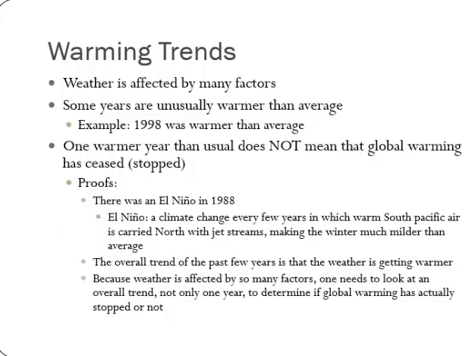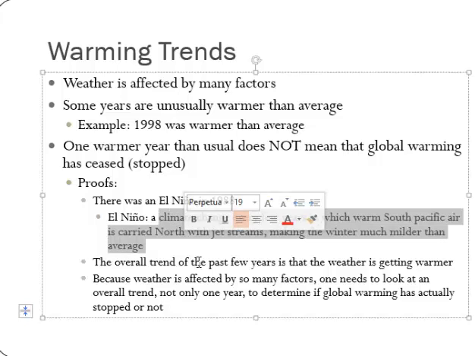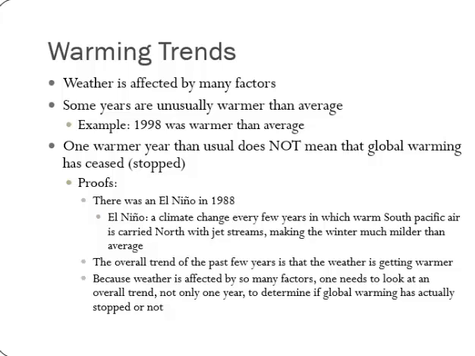For example, 1998 was, I think, the warmest year on record so far. So some people will tell you, well, that means in the last 15 years there hasn't been any global warming. But that's not really true, because in 1998 there was an El Nino. El Nino is a type of climate pattern where some warm southern Pacific air is carried north with jet streams, making winters much milder than average. And because of that, 1998 was unusually warm.